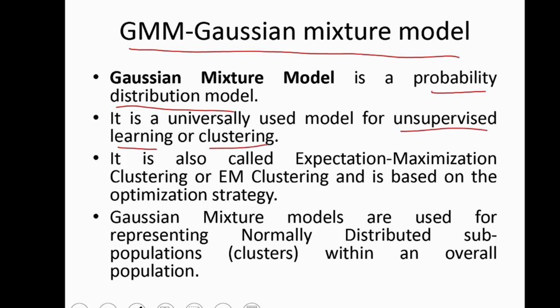Unsupervised means there is no teacher or target, and it will not try to achieve a target. Instead, points which come close together when plotted will form a cluster. That is, the points which have the same type of features come close together, so they can be taken together as a cluster. It is also called expectation maximization clustering or EM clustering. That is another name for Gaussian mixture model, and it is also based on an optimization strategy. Optimization means we are trying to achieve the best possible value.